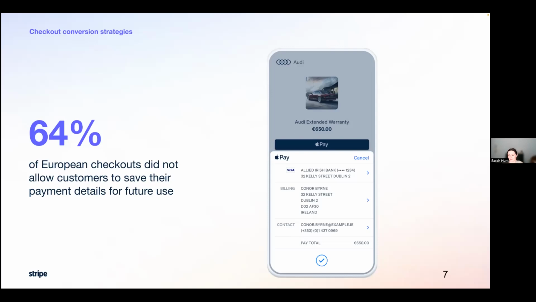And alternatively, if I can check out easily using a one-click method like Apple Pay or Google Pay, or indeed if I have my details saved and I'm a logged in customer, I'm more likely to complete that transaction.